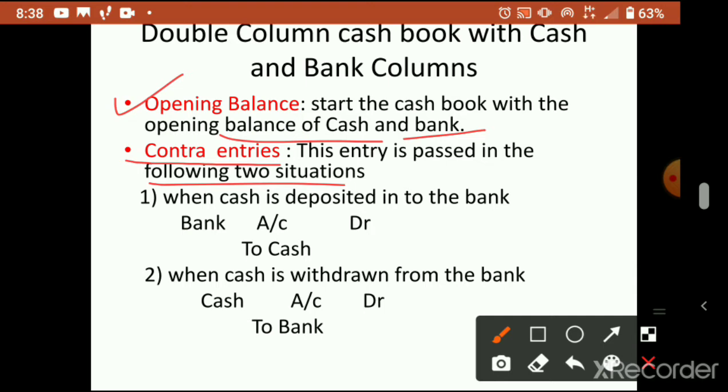But for contra entry transactions, these items will appear on both the credit side and the debit side. So only in these two situations do contra entries come.